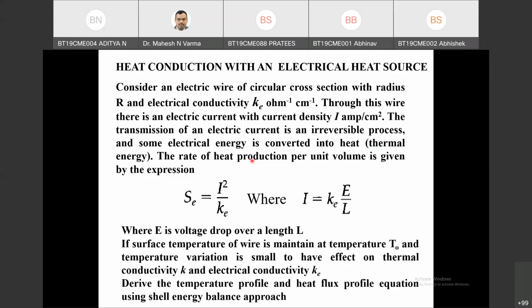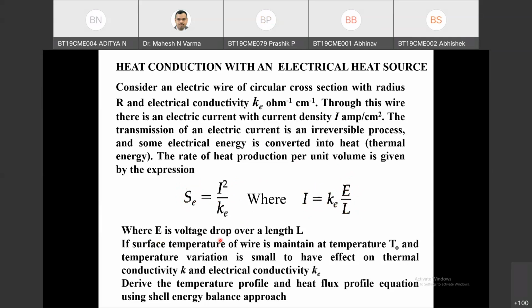The rate of heat production is given. Okay, rate of heat production per unit volume is related with the current density. This is not a current, this is current density, ampere per centimeter square, and this is electrical conductivity, and this will be the heat production per unit volume. And this current density will be equal to electrical conductivity times the potential difference or voltage drop per unit length.